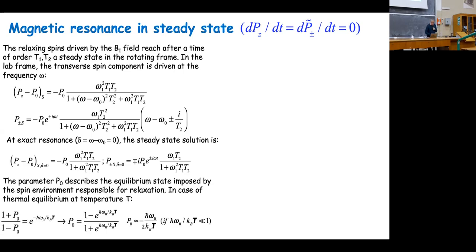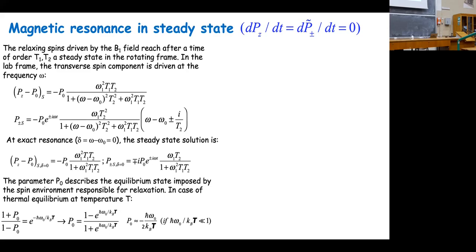What is P0? The parameter P0 describes, in fact, the difference in population between the plus and the minus state. And if you are just at thermal equilibrium, one plus P0 represents the probability to be in the upper state, and one minus P0 is the probability to be in the other state. And the ratio of these quantities is just the Boltzmann factor. And when you solve this equation, you find for h bar omega over kT small compared to one that P0 is equal to minus h bar omega naught over two kT.